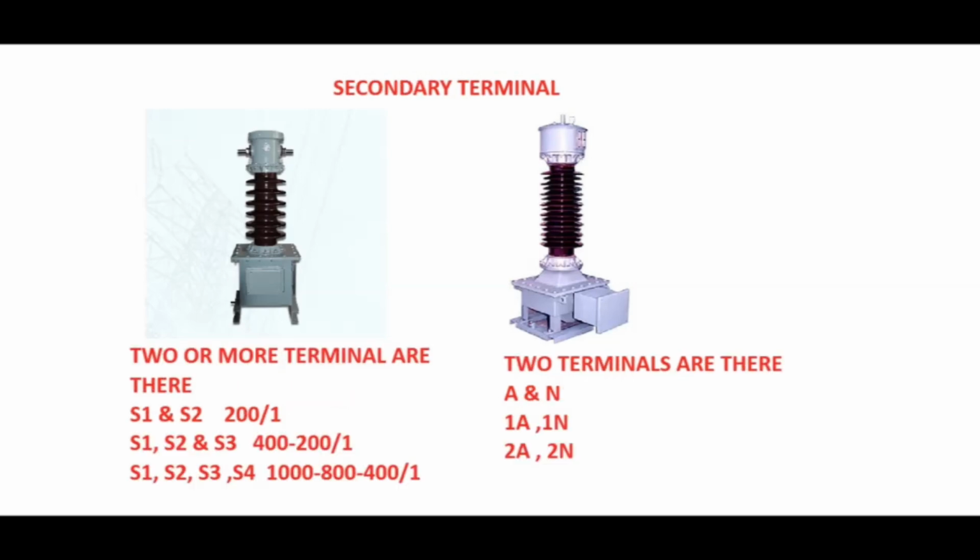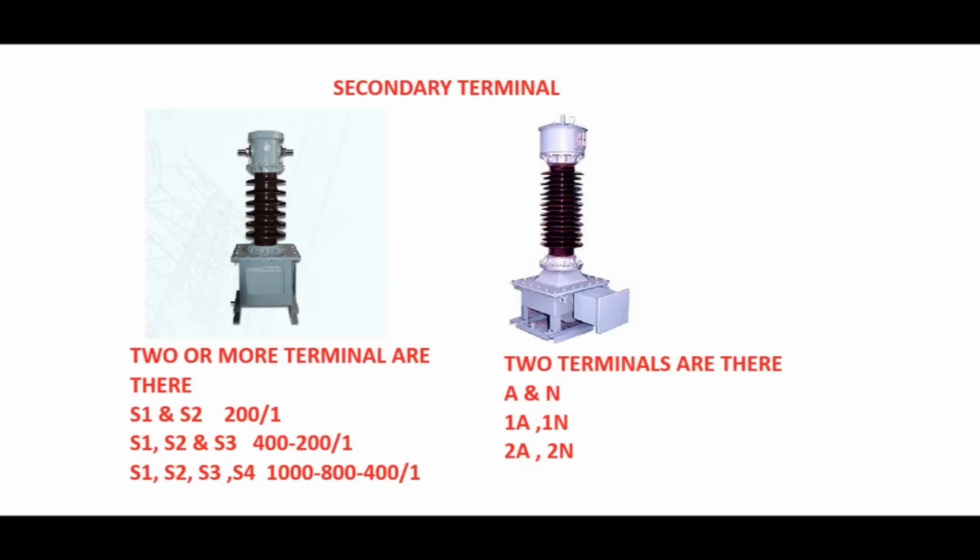Secondary terminal. A CT may have two or more secondary terminals, which are connected on the CT secondary side in each core. For example, if a CT has one CT ratio such as 200 by 1, then in each core the CT has two terminals, that is S1 and S2. If a CT has multiple CT ratios such as 400 by 200 by 1, then the CT has three terminals in this secondary core. So in this case, S1, S2 and S3 terminals are there.